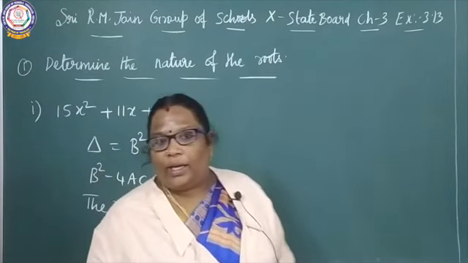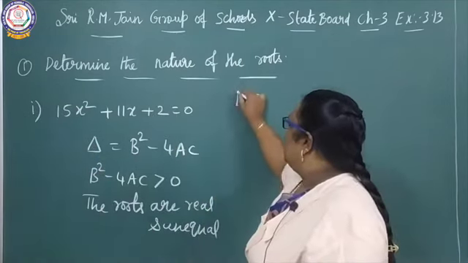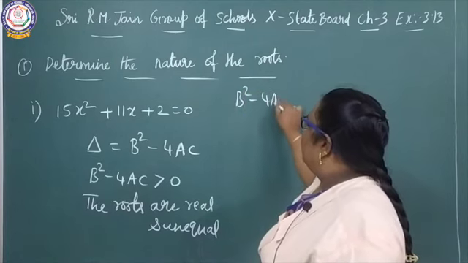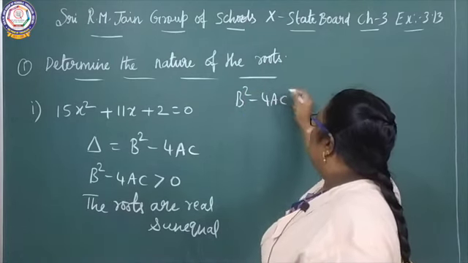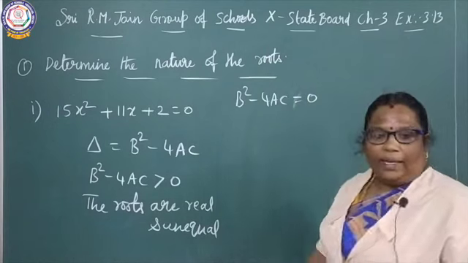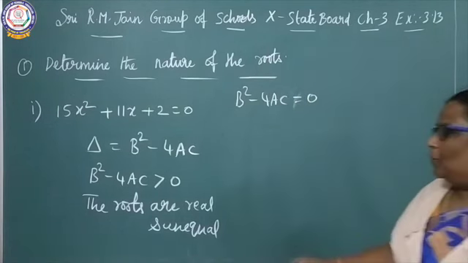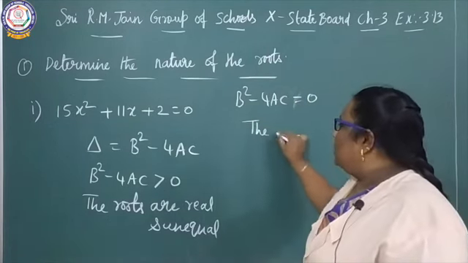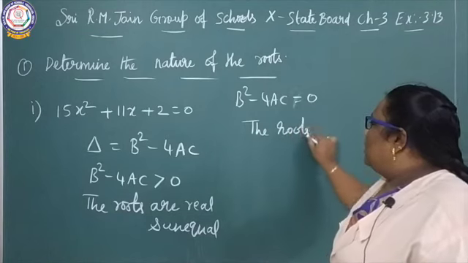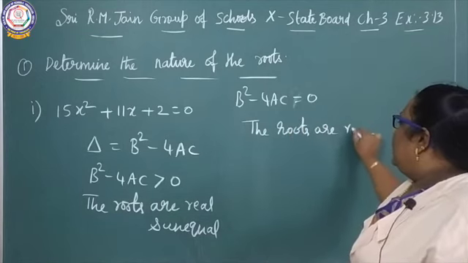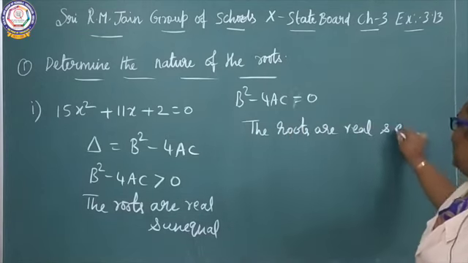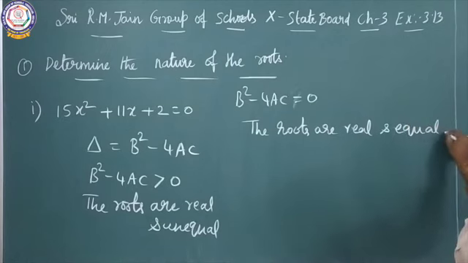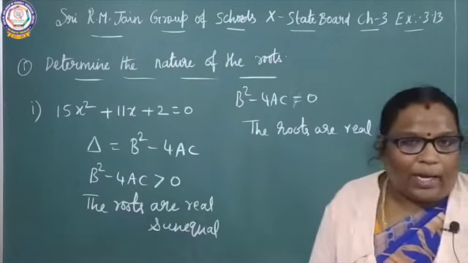Next, if b square minus 4ac is equal to 0, what is the nature of the roots? The roots are real and equal.